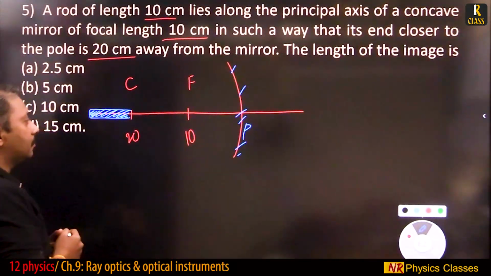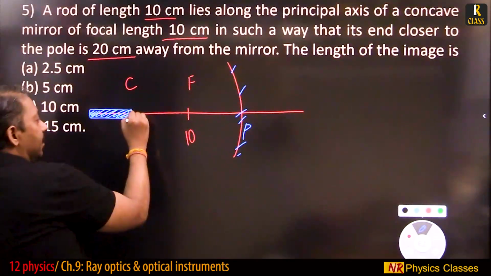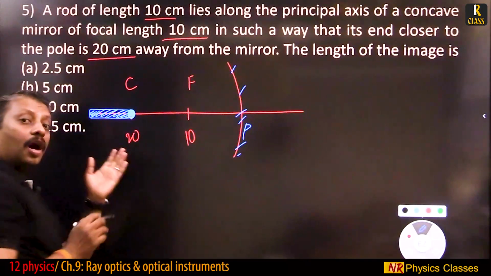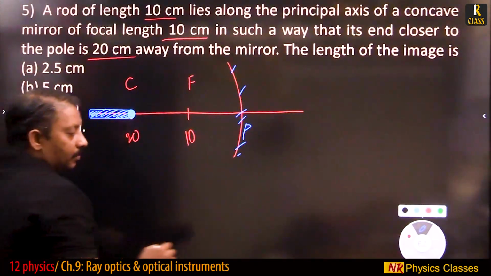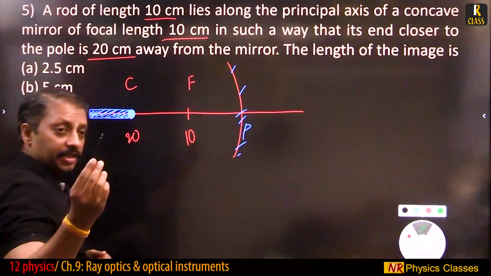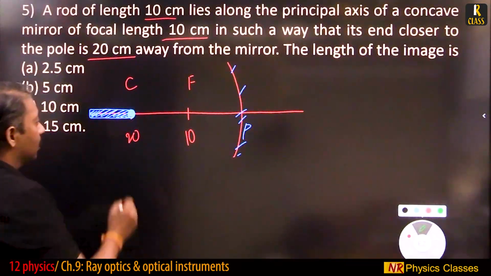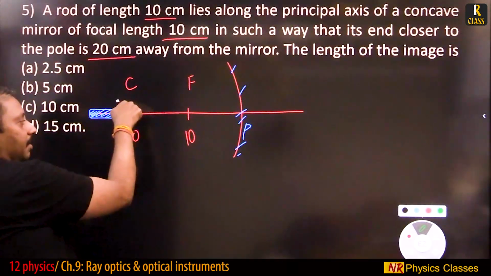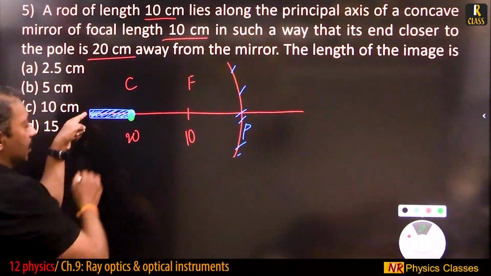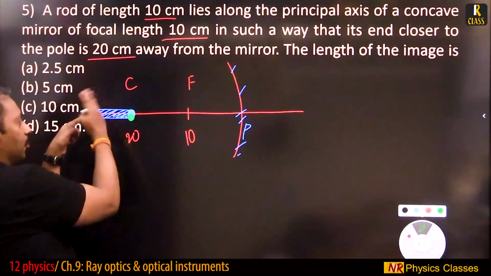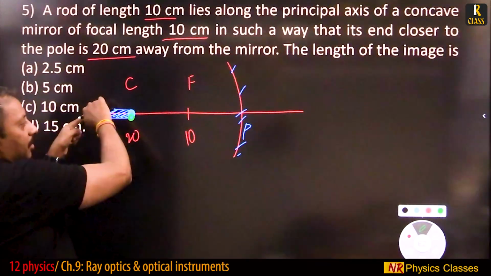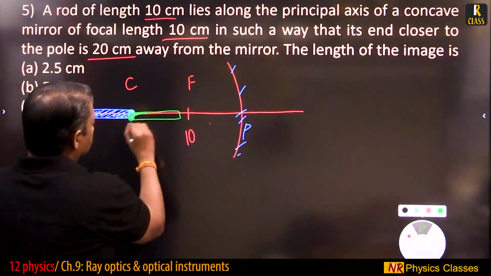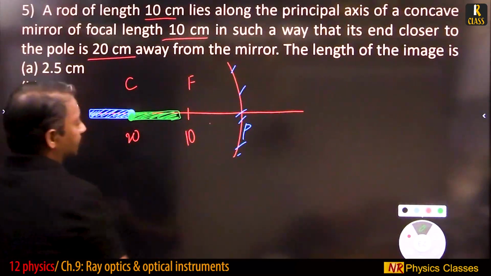Understand and solve. See, this end is at C. So after reflection, it will be at C only. Let me use green for the image. So there is an image here. That end will be there only. Now this end is beyond C. This end is beyond C means the image should be closer to the mirror. So the image of the rod looks like this.